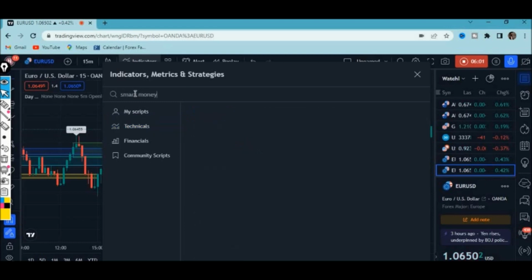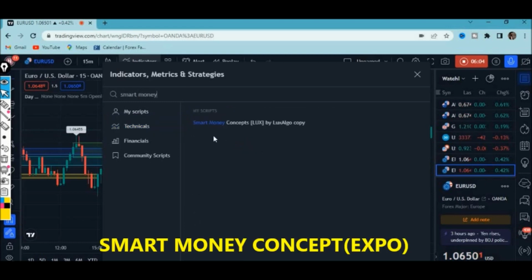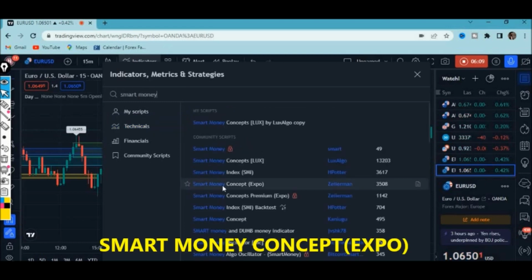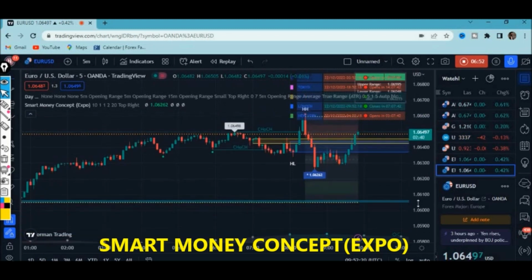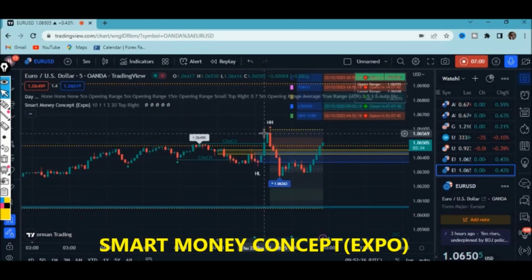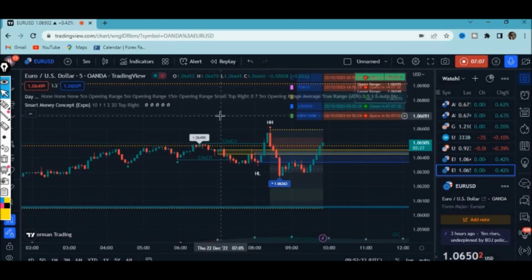So guys, you're just going to type smart money. Once you type it, click on this one, Smart Money Concepts by Zeman. Click on it, and this is how it appears on your chart. To ignore the pivot points, or rather to make sure that you're not wrong, the only thing you need is to see the market structure right here. Remember, I'm using this on the 5 minutes time frame. It is working very well on the 5 minutes time frame.